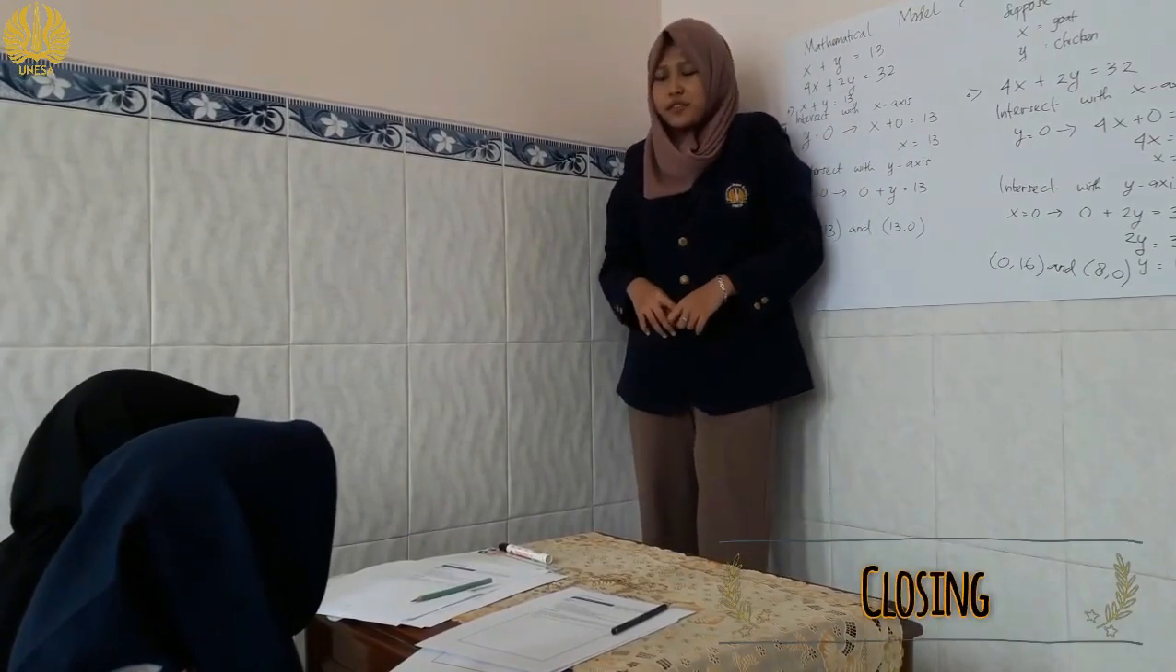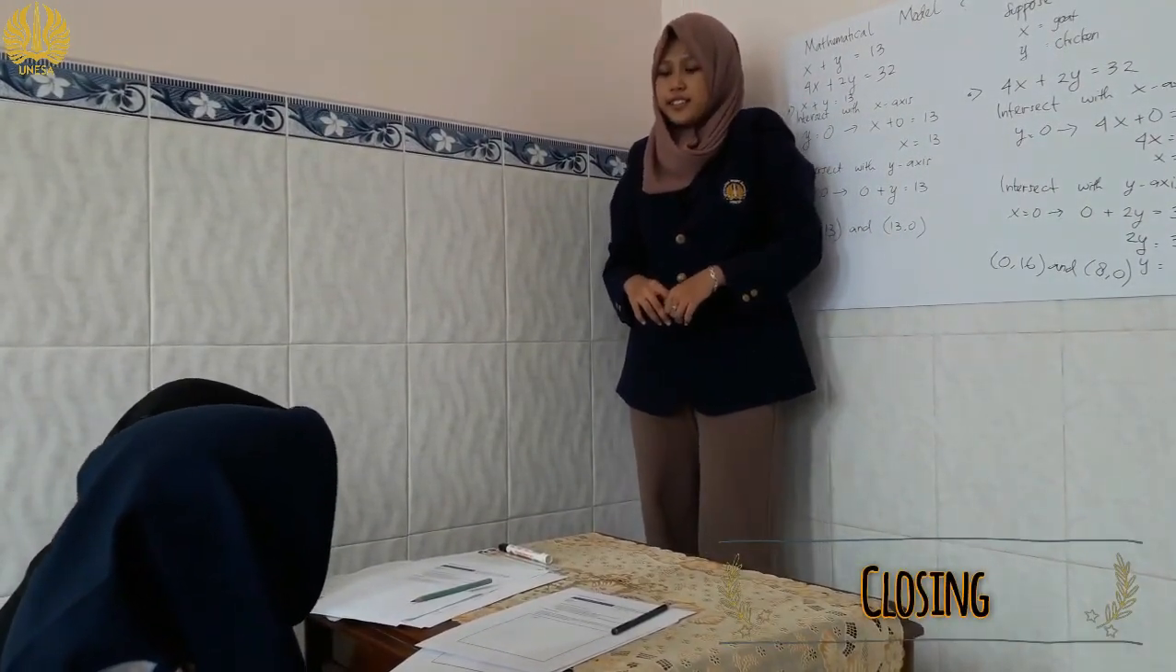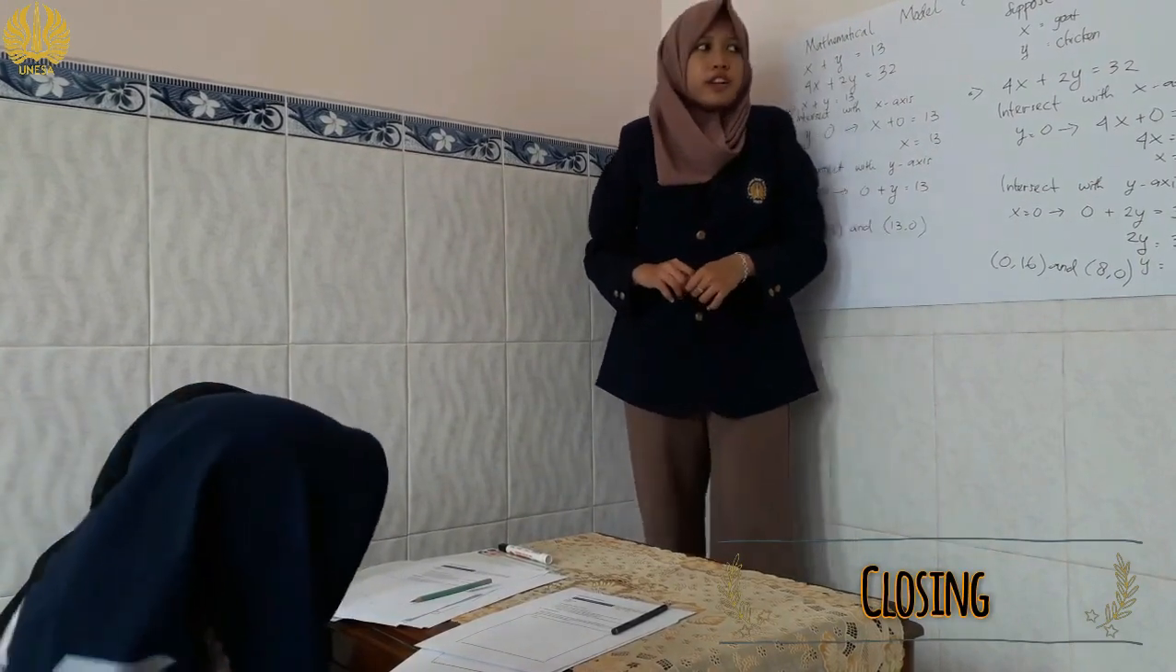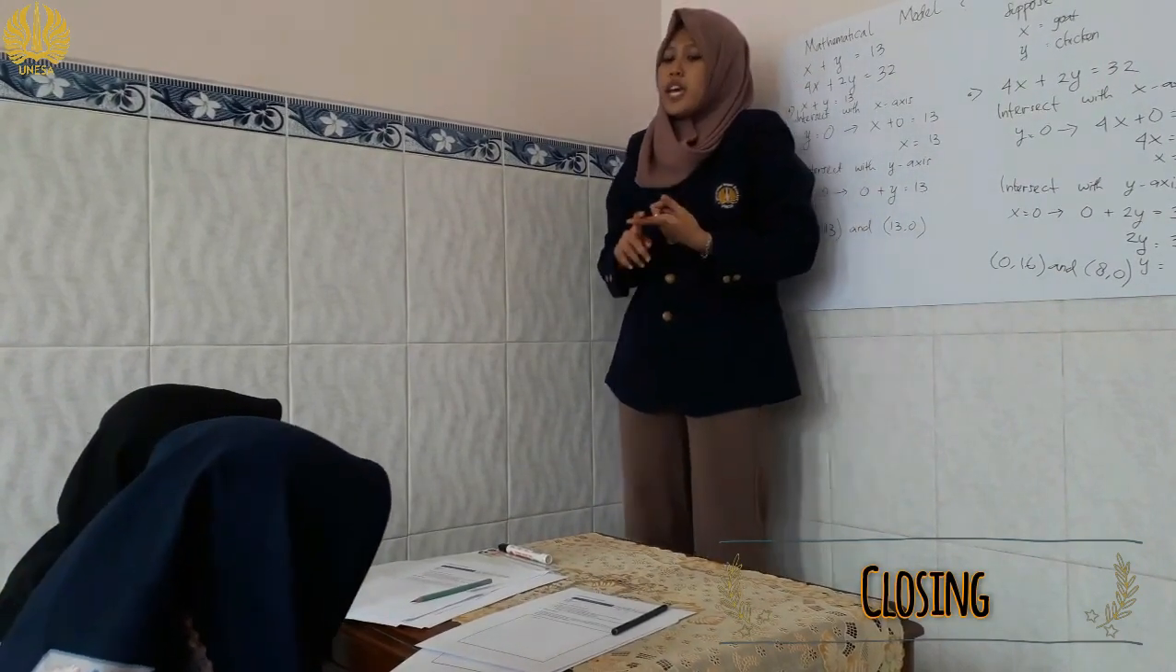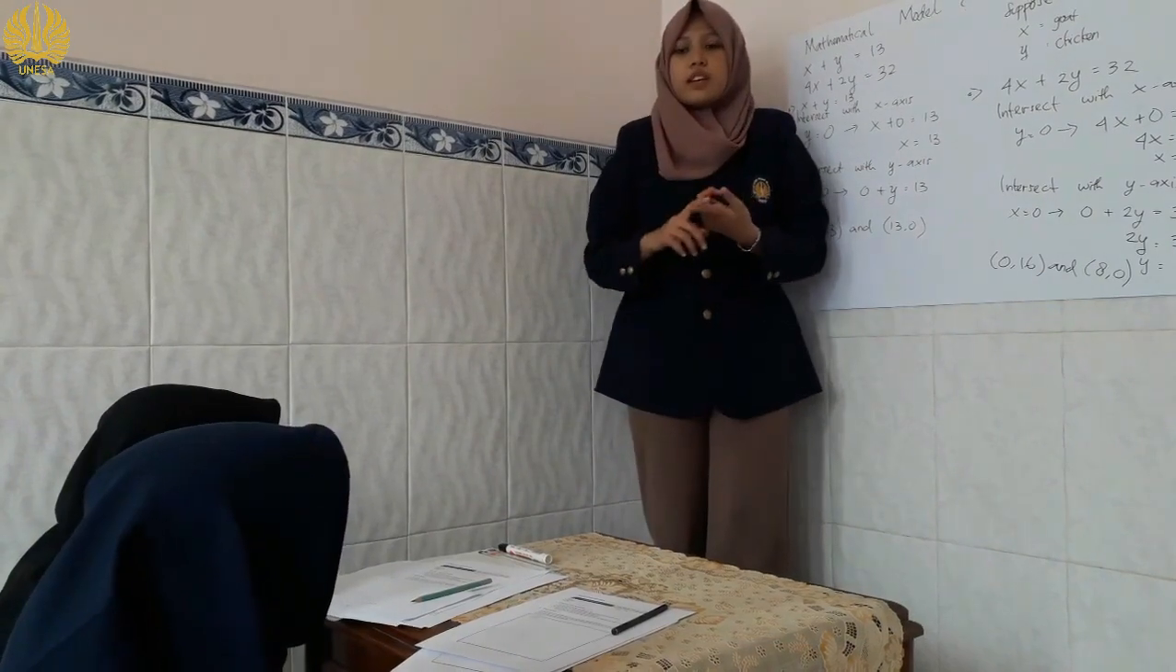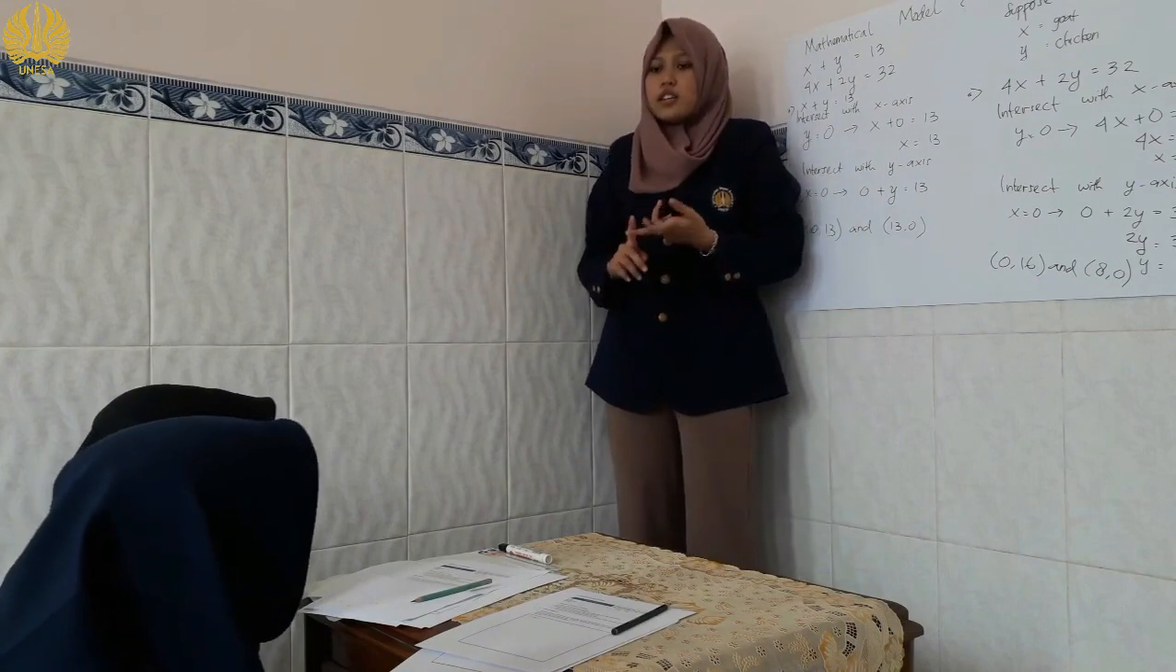Do you have any question from our lesson today? No, ma'am. Okay, so today we have learned about two-variable linear equation systems using the graphical method. Step 1 is to find the mathematical model, and then we find the coordinates of the intersection with respect to the x-axis and y-axis, and then we draw the graph in the Cartesian diagram, or you can use the GeoGebra software to find the solution of the two-variable linear equation system.